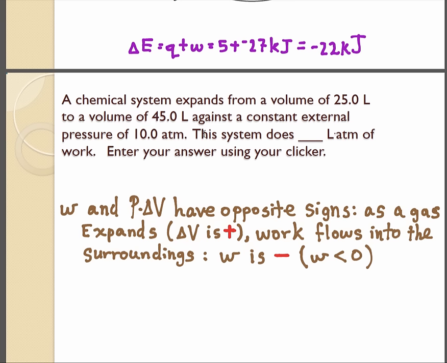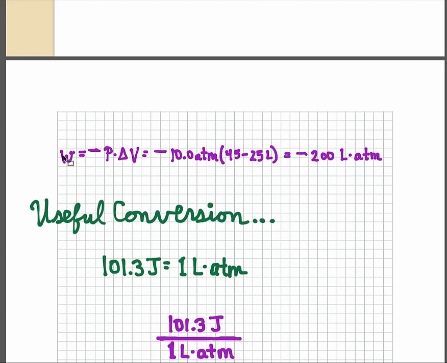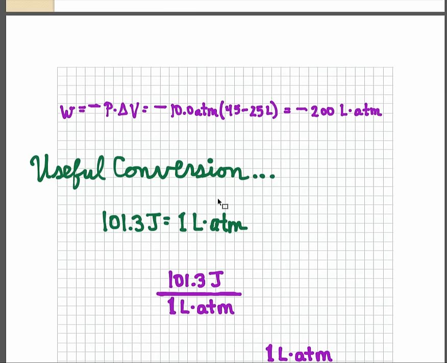Or if I had a system of gases that went from 25 liters to 45 liters, let's see, and it expanded against an external pressure of a constant 10 atmospheres, what's the liter atmosphere work done? W is equal to negative pressure times change in volume. That's just kind of the convention. So the answer would be here, work equals negative pressure times volume. The pressure is 10 atmospheres. Ending minus beginning volume is 20 liters times 10, 200 liter atmospheres.